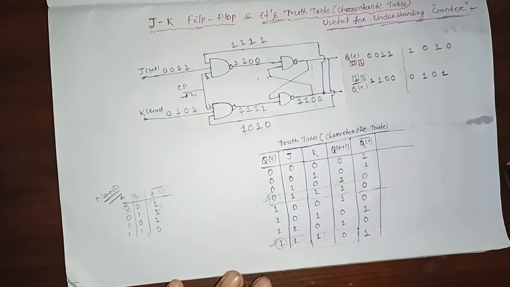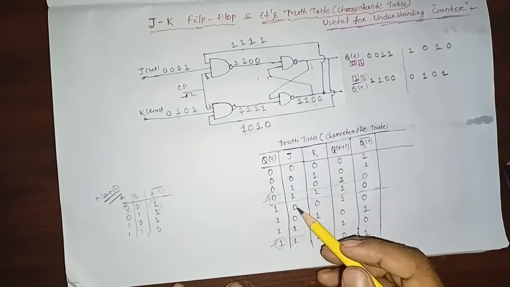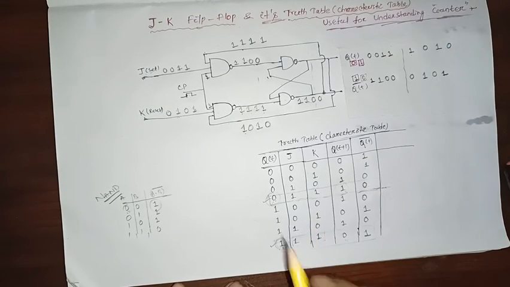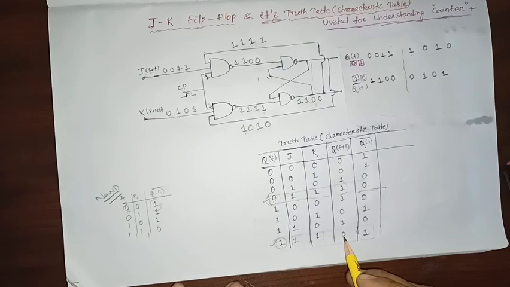Okay, so these two are also called as the toggling case. Okay, so you just remember that qt 0, it will be 1, 1 it will be 0.